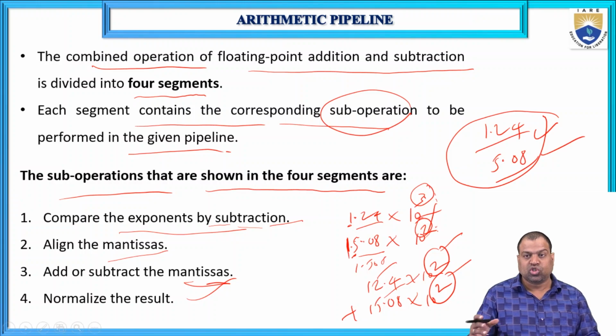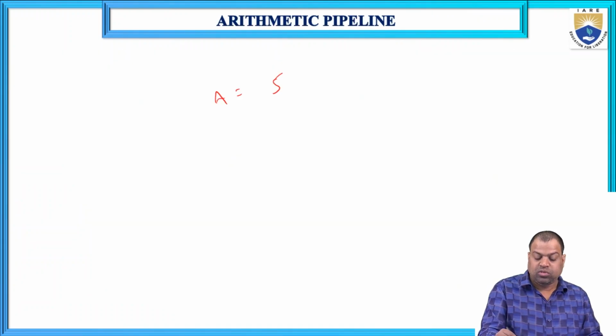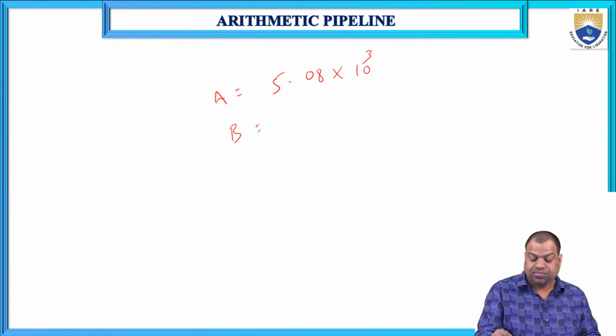The result also should be managed so that the mantissa and exponent are balanced. A equal to 5.08 into 10 cube. B equal to 15.24 into 10 square. So we have to go for A plus B. What is the A here? 5.08 into 10 cube. So what is the mantissa here? 5. What is the exponent? 3.